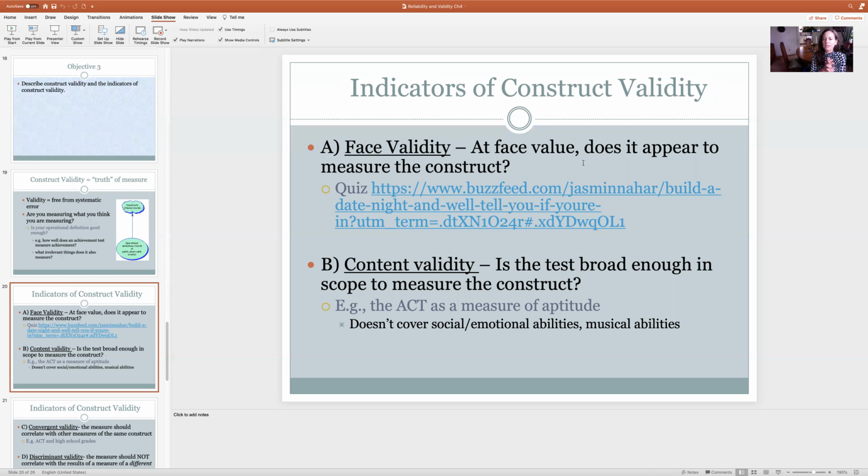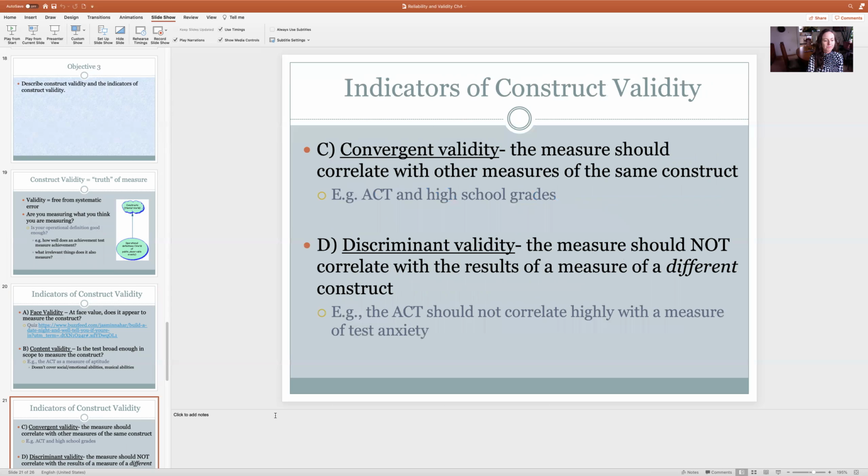Content validity is the next test, and that is, is the test broad enough in scope to measure the construct? So if you say, for example, the ACT is a measure of college aptitude, well, it doesn't really cover social and emotional abilities of college students. It doesn't cover musical abilities of college students. So how would it cover the aptitude of a music major who might do very well in music, but doesn't do as well on the things measured by the test? So that's content validity. Does it cover the scope of the construct of aptitude?